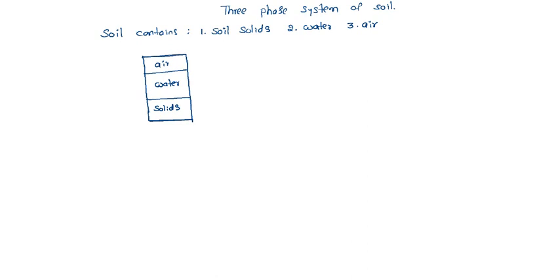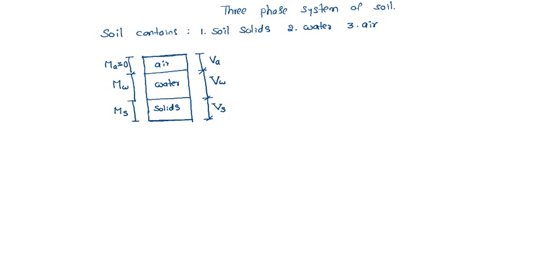See, on the right side of the three-phase system, we represent the volumes, so volume of solids, and on the left side of solids it is mass of solids. Similarly, water: volume of water, and on the left side mass of water. And again here volume of air, and this one mass of air, which we always consider as 0, because it is a very negligible quantity.